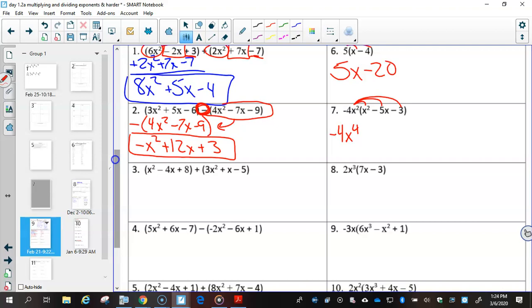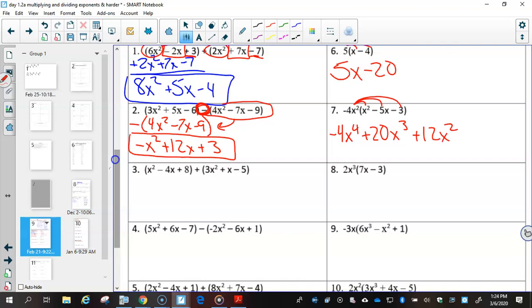Negative 4x squared times negative 5x. 20x. Positive 20x to what power? Third power. Negative 4x squared times negative 3. Positive 12x to the second power.